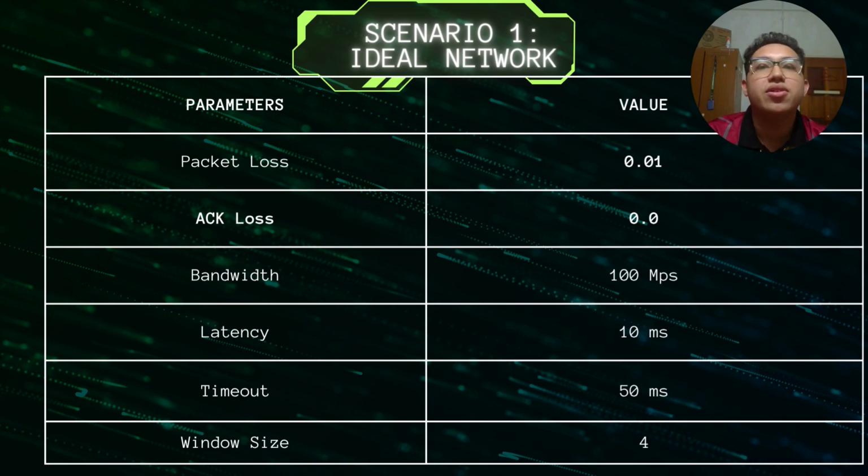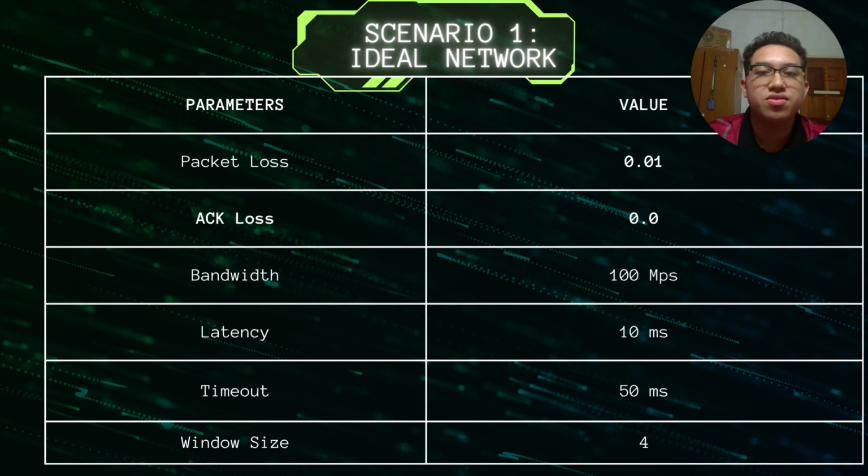The next slide is scenario 1, which is ideal network. Scenario 1 represents an ideal or near perfect network environment. We kept the packet loss very low at 1% with no ACK loss. The bandwidth is set high at 100 Mbps and latency is minimal at 10 milliseconds.